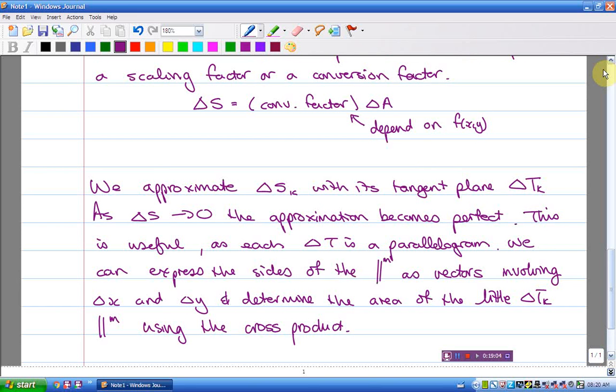Ta-da! Yes? Could you explain why we wouldn't have rectangles or squares for delta T? Like, I don't understand. Delta T is a rectangle. But a rectangle is a special case of a parallelogram. Right. Yeah. Okay, so we're not talking about skew parallelogram. No.